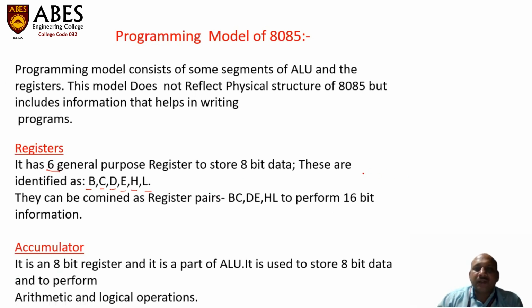In register pairs, B and C can be combined as the BC register pair. D and E can combine as the DE register pair. H and L can combine as the HL register pair. It also has an accumulator. This accumulator works as a temporary storage, and sometimes it also acts as a register for arithmetic and logical operations.